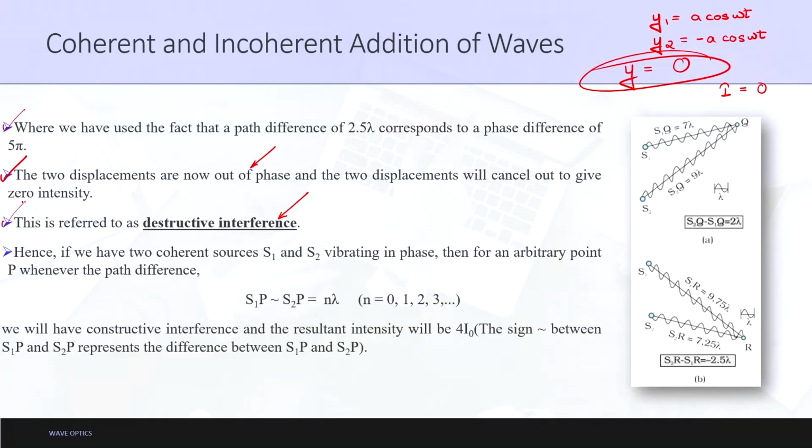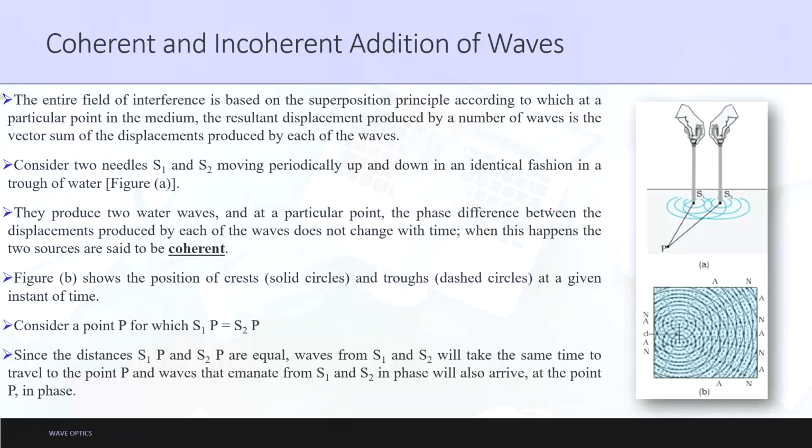Now, to conclude everything we have learnt in the last 2-3 slides, please look over here carefully. If we have two coherent sources, what do coherent sources mean? Coherent sources mean any two sources whose phase difference does not change with time. The phase difference between the two displacements produced by each wave does not change with time; those two sources are called coherent sources.